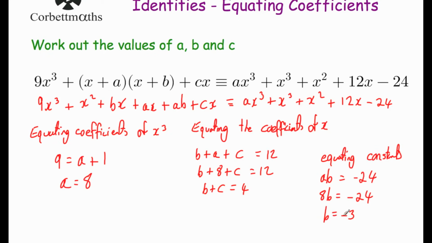Now we know that b is equal to minus 3, we can go back to our equation here of b plus c equals 4, and we can put in our minus 3. So minus 3 plus c is equal to 4, and we can add 3 to both sides to get c is equal to 7. And that's it. So a is equal to 8, b is equal to minus 3, and c is equal to 7. Okay, and that's it.